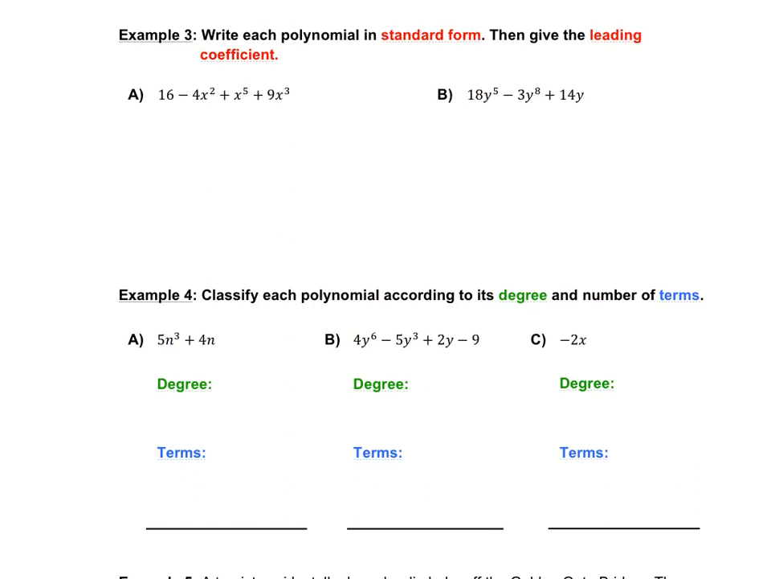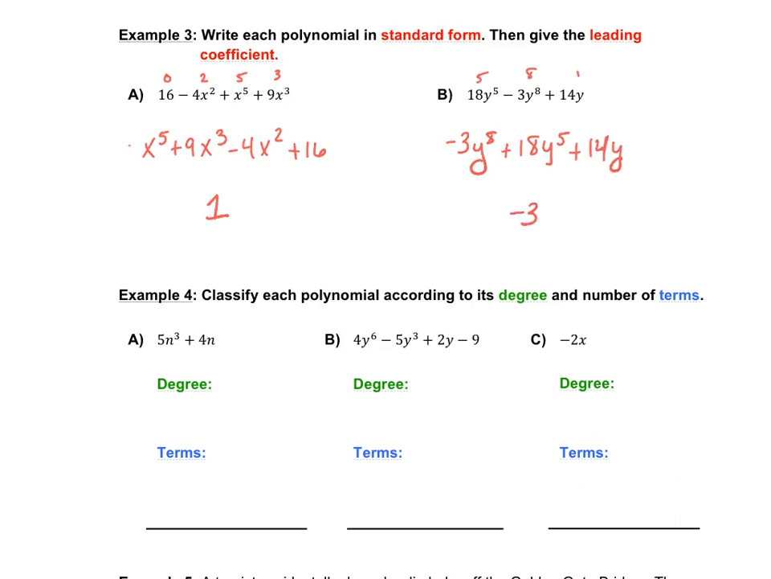Okay, we need to write in standard form, so we can write all our degrees up above if it helps. I'm putting the highest degree first, so x to the 5th, and then 9x to the 3rd next, and then negative 4x squared, and that's a positive 16. Oh, and the leading coefficient. So what would be right in the front of x to the 5th? Well, there's an invisible 1 there, so the leading coefficient is 1. Okay, same thing. Let's write my degrees. I've got 5, 8, and 1. So I'm going to write the degree of 8 first, plus 18y to the 5th, because that was positive, plus 14y. And my leading coefficient is negative 3.